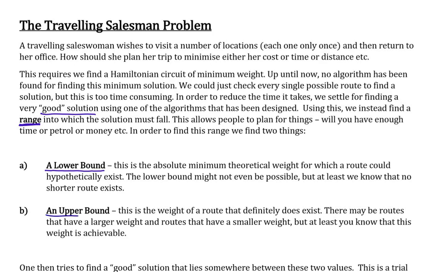Now the upper bound is the weight of a route that definitely does exist. If you can find a route that definitely does exist, surely the best solution has to be that or less than that. So an upper bound is always achieved. It's a route that does exist, and anything below that would be even better, but this one definitely exists. There might be routes with larger weight and routes with smaller weight, but at least you know that weight is achievable, and so aiming for anything less than that would be an improvement.